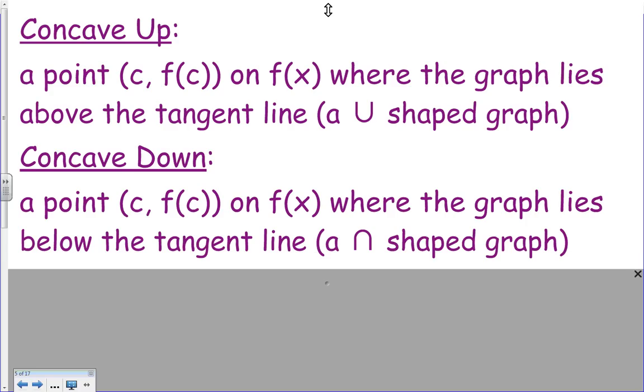All right, the next two terms here deal with concavity. We call a function concave up if it has the following: it's a point C, f of C, on the function f of x, where the graph lies above the tangent line. Another way to describe that is it has a U-shaped graph. If you draw the tangent line and your graph is above the tangent line, you've got a function that's concave up. On the other hand, concave down is a point C, f of C, on f of x, where the graph lies below the tangent line. Or if you will, it's kind of like an upside down U shape.